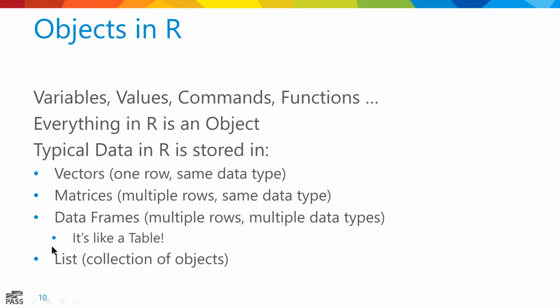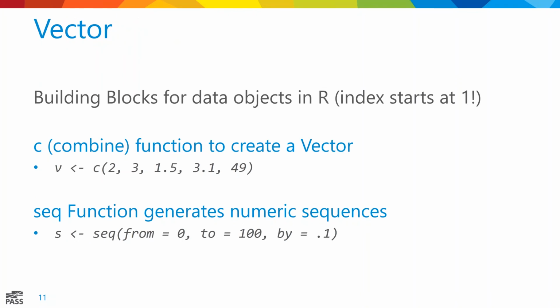And finally, the last object type you have is a list, and it's a collection of objects. A list can be a bunch of vectors. A list can be a bunch of matrices. A list can be a bunch of data frames. A list can be a combination of a vector, a matrix, and a data frame. A list can actually have a list inside of a list, but they're just a way to collect objects in R. Lists and the others are the building blocks for data objects in R.